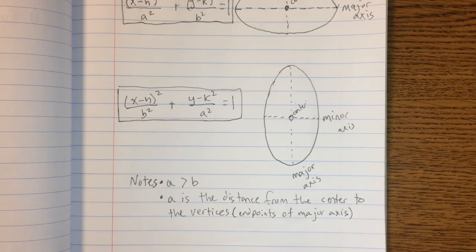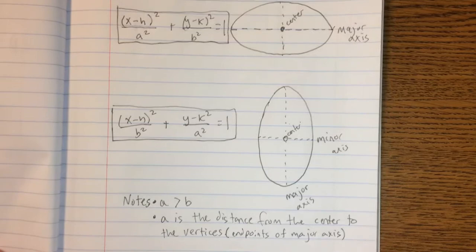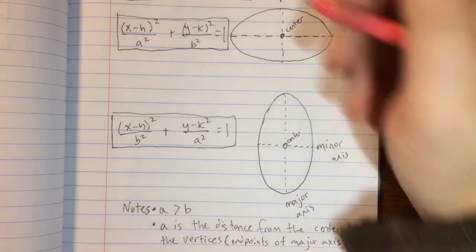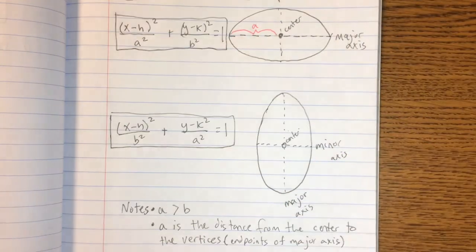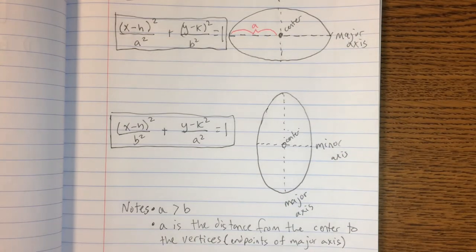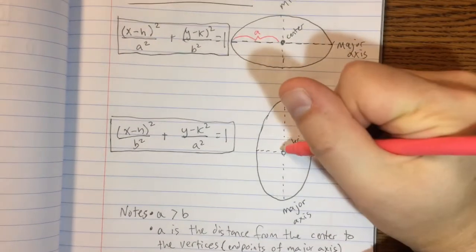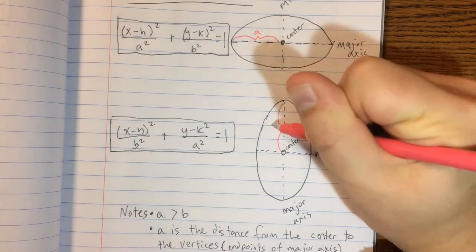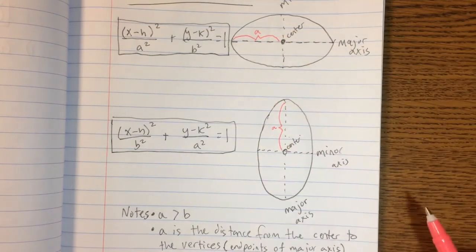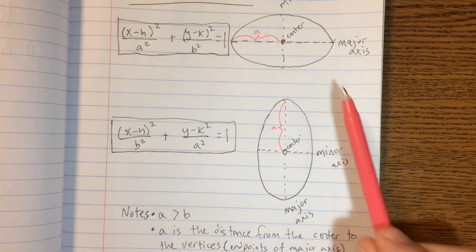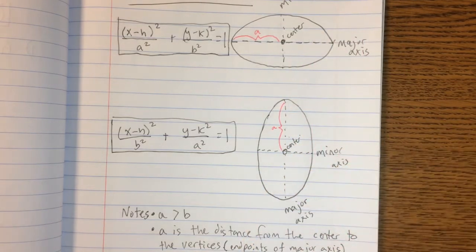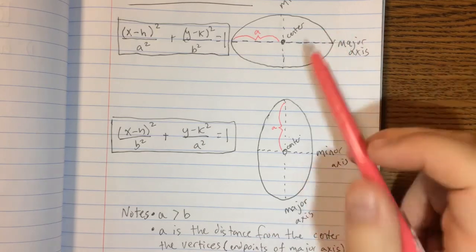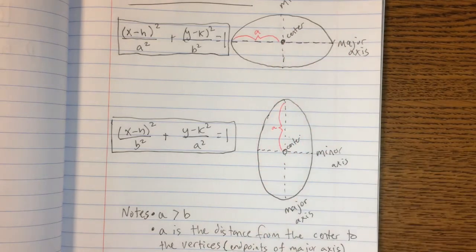So if I look back at my diagrams here, A is like this distance right here. That's A. And for the vertical one, A is right here. All right, now it's also this too. But if I start labeling everything on here, it's just going to get too cluttered. So I just make a note that this is also A.